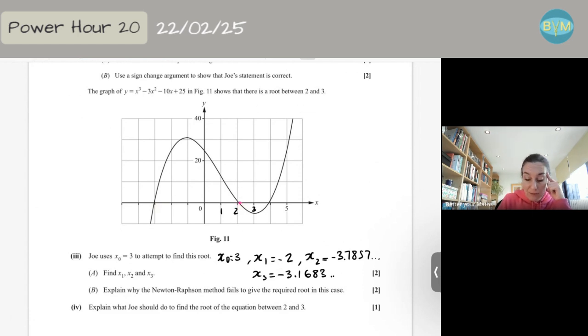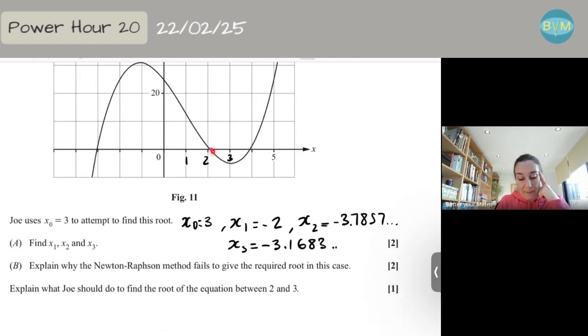This is a very curious question. Instead of this root, our method is taking us towards the -3 point something, so towards the wrong root. It says, explain why the Newton-Raphson method fails to give the required root in this case. So it's still working to give us a root, but not the one that we want between 2 and 3.